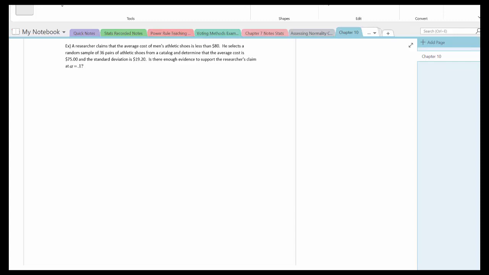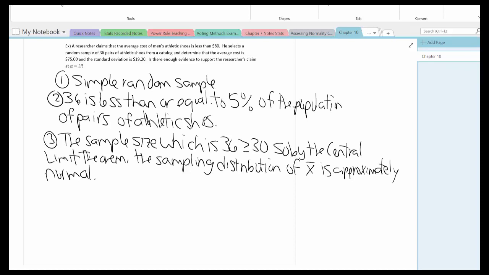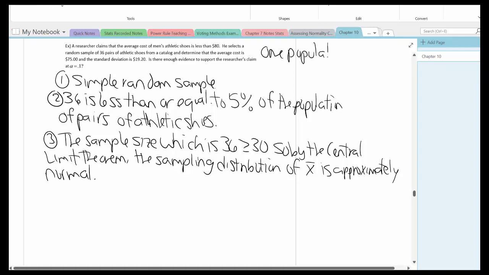Okay, so let's write out the conditions for this now. Okay, number one, simple random sample. Number 2, 36 is less than or equal to 5% of the population of pairs of athletic shoes. And number 3, the sample size, which is 36, which is greater than or equal to 30. So by the central limit theorem, the sampling distribution of the sample mean is approximately normal. And again, remember what we have. We have one population with a mean, and we're asking to do a hypothesis test.